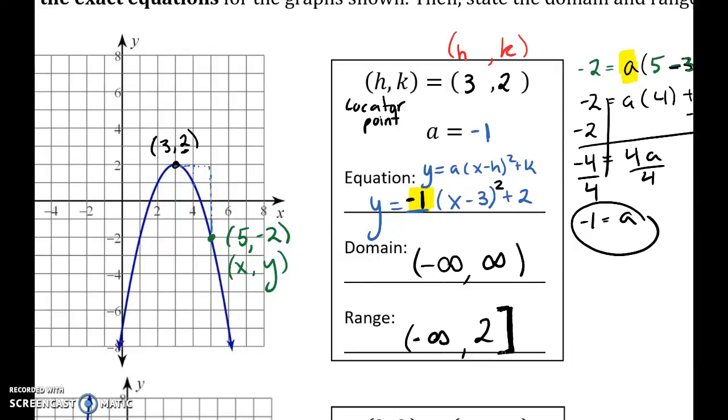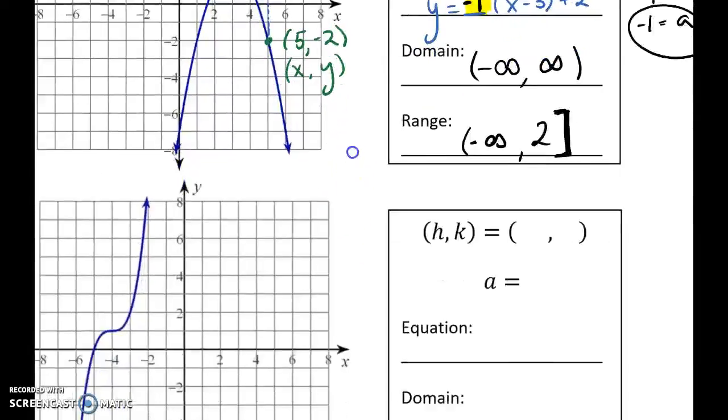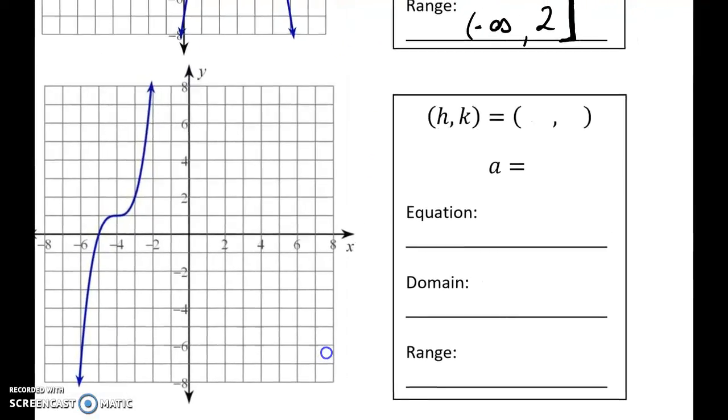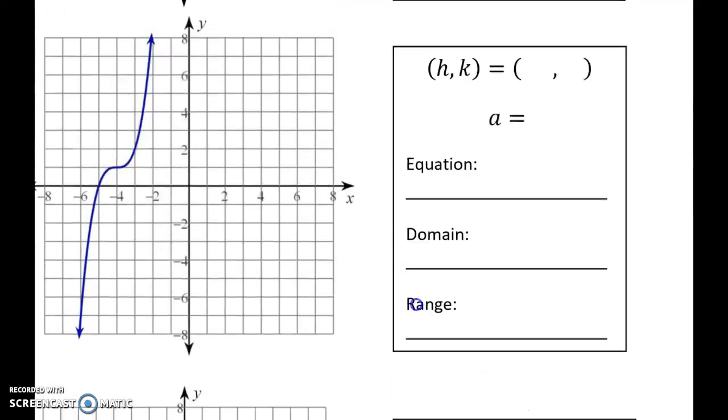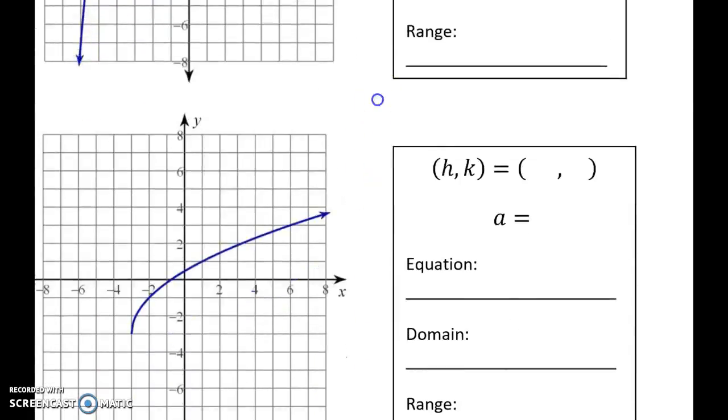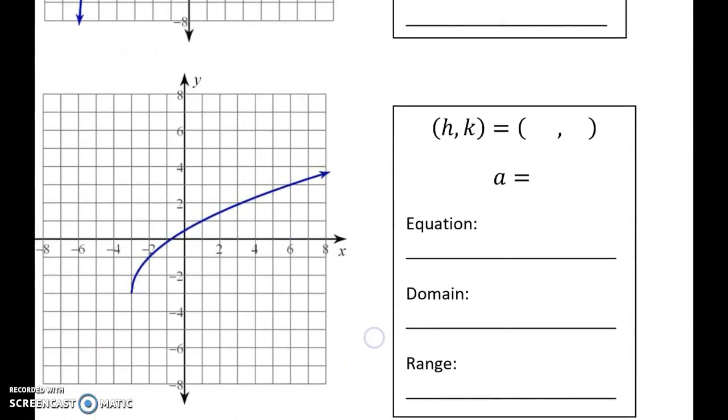So this was our quadratic. Let's scroll down and take a look at a cubic problem. So this is a cubic. Actually, I'm going to change my mind. We're going to skip this one, and let's all look at this square root function. I think this problem is slightly more challenging.